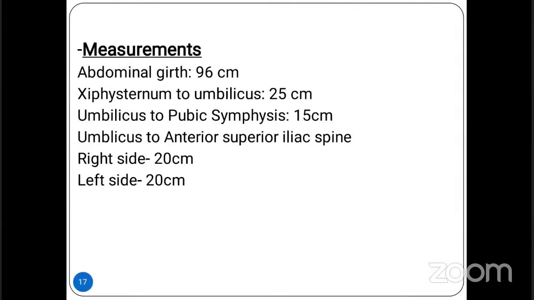Measurements. Abdominal girth was 96 centimeters at the umbilicus. Xiphisternum to umbilicus is 25 centimeters. Umbilicus to pubic symphysis is 15 centimeters. Umbilicus to anterior superior iliac spine, right side was 20 centimeters, left side was 20 centimeters. What's the relevance of these measurements? So they help us to rule out pelvic masses.